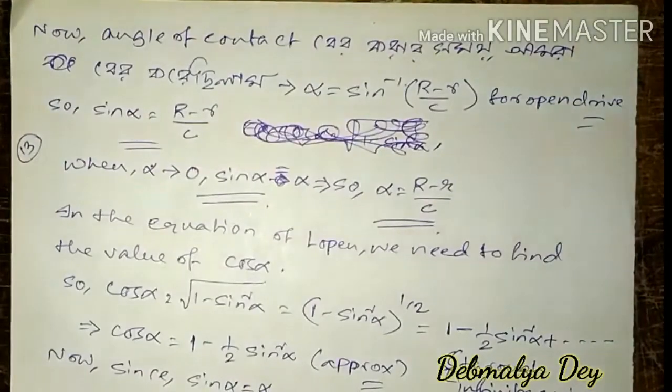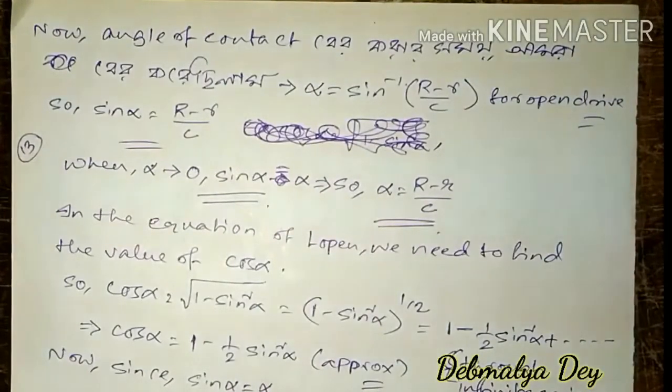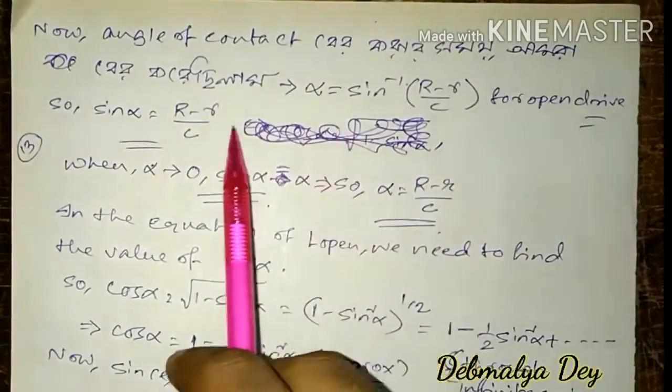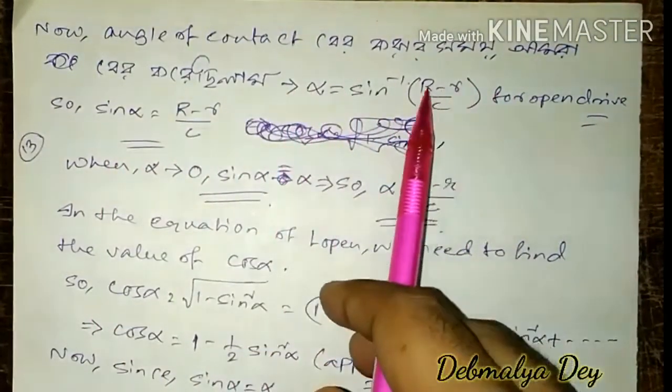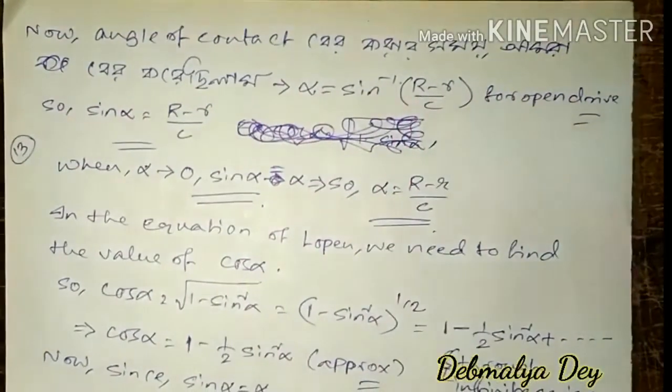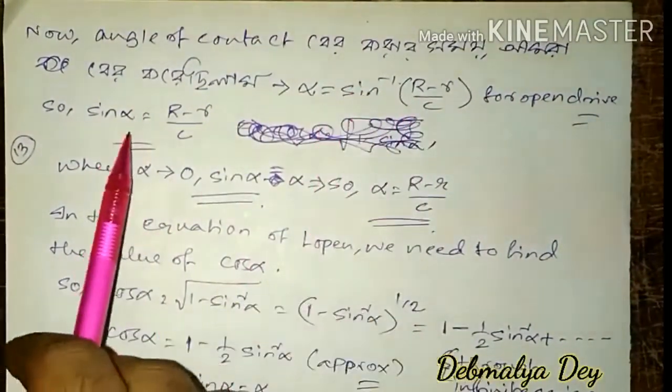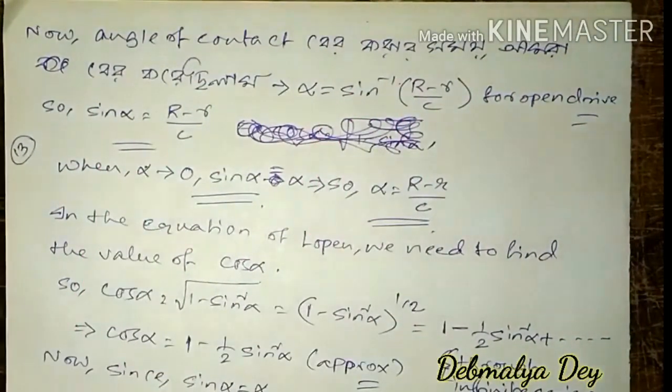Now during the derivation of angle of contact for an open belt, I have mentioned that the value of alpha in an open belt drive is given by sine inverse of (R minus r) by C. Through the use of this formula, we find out the angle of contact for an open belt drive.